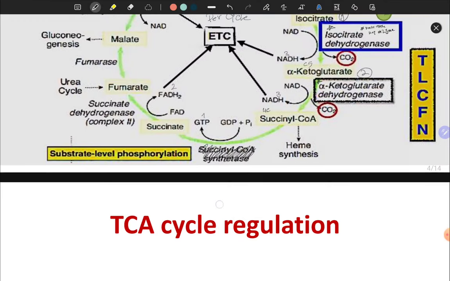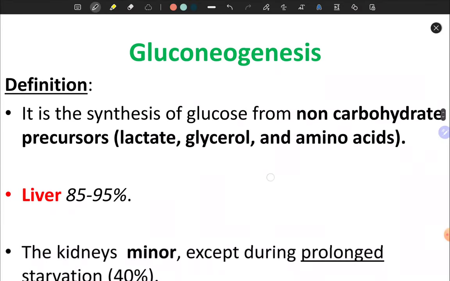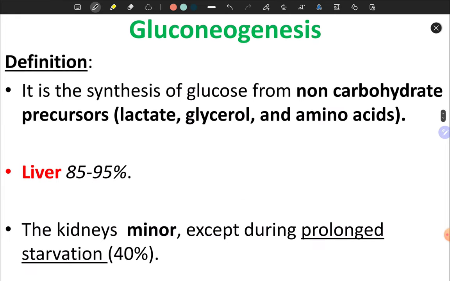Okay? So we will go to another cycle. It's called gluconeogenesis. Anyone know what gluconeogenesis is? Just raise your hand if you know anything about gluconeogenesis. Yes, very good. Making glucose from non-carbohydrate sources, yes.